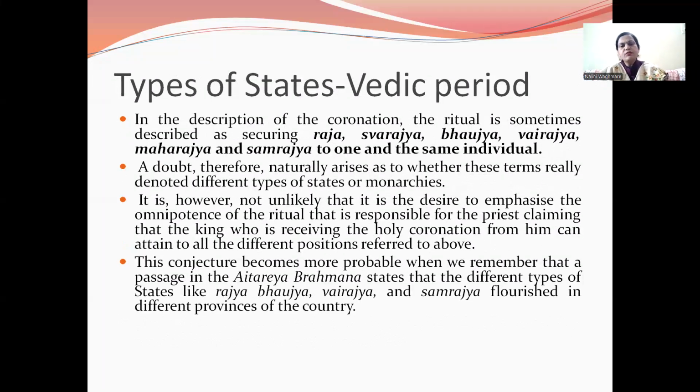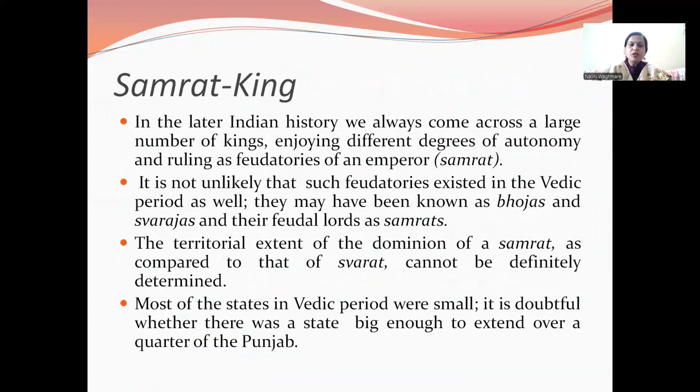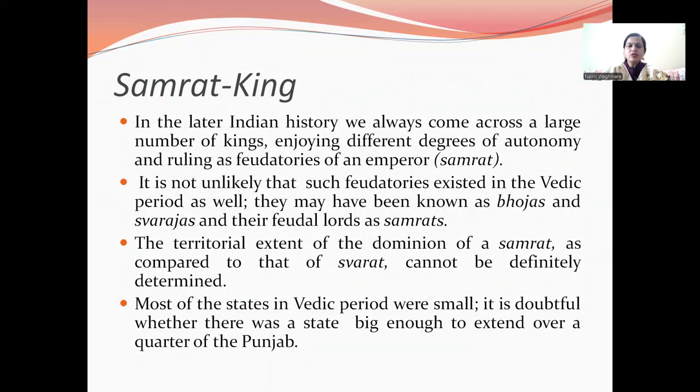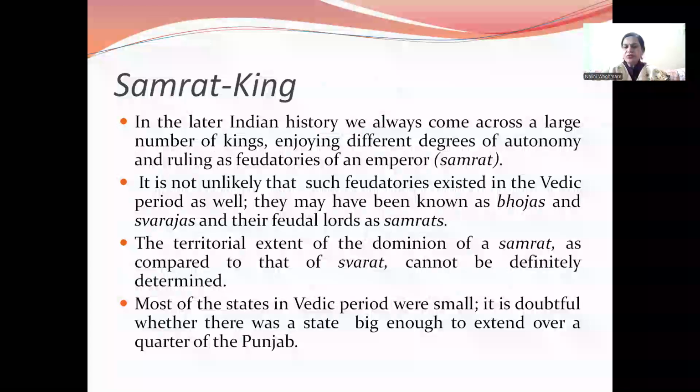Then, types of states in the Vedic period. In the description of coronation, the ritual is sometimes described as securing Raja, Swarajya, Bhaujya, Vairajya, Maharajya, Samrajya to one and the same individual. In the later Indian history, we always come across a large number of kings enjoying different degrees of autonomy and ruling as feudatories of an emperor, Samrat. It is not unlikely that such feudatories existed in the Vedic period as well. They may have been known as Bhojas and Swarajas and their feudal lords as Samrats.